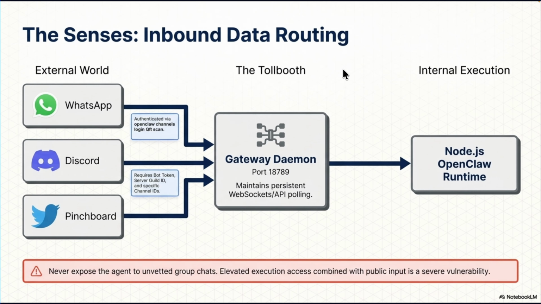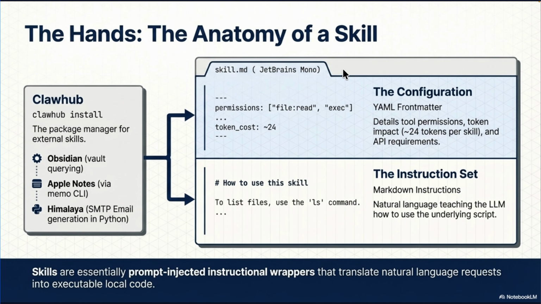Never expose the agent to unvetted group chats. Elevated execution access combined with public input is a severe vulnerability. What is the hands-on? The anatomy of a skill. You have ClawHub, where you run clawhub install, the package manager for external skills. You have Obsidian Vault querying, Apple Notes via memo clip, and Himalaya SMTP email generation and Python.